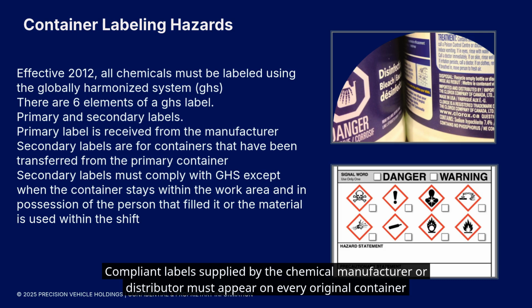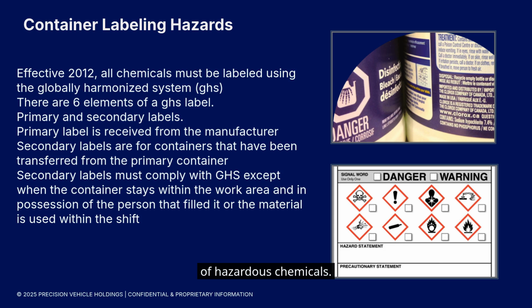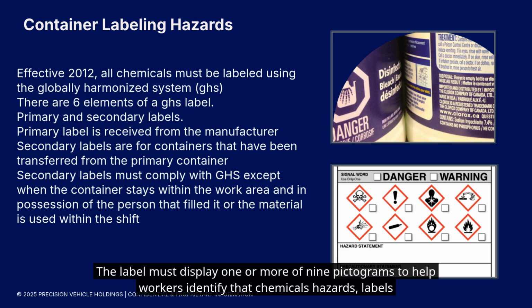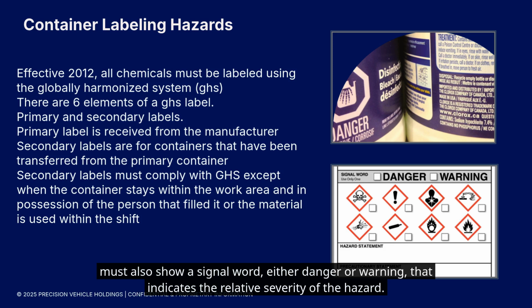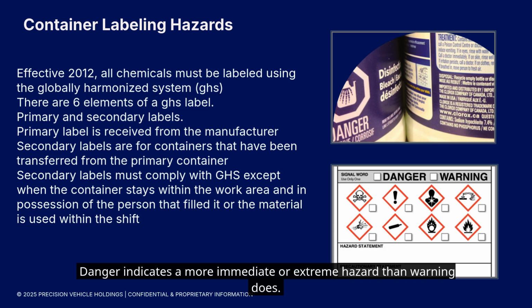Compliant labels supplied by the chemical manufacturer or distributor must appear on every original container of hazardous chemicals. The label must display one or more of 9 pictograms to help workers identify that chemical's hazards. Labels must also show a signal word, either danger or warning, that indicates the relative severity of the hazard. Danger indicates a more immediate or extreme hazard than warning does.